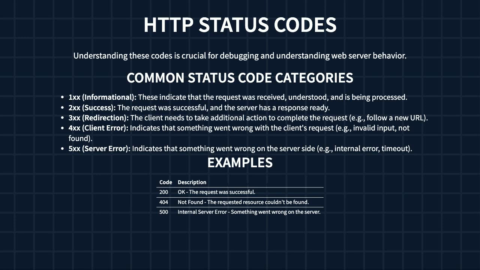A 200, for example, means everything's good. The server got your request and is sending back a response. A 404, on the other hand, is like saying, sorry, I couldn't find what you were looking for. And a 500 indicates something went wrong on the server side. Understanding these codes helps you quickly diagnose problems when troubleshooting website issues.